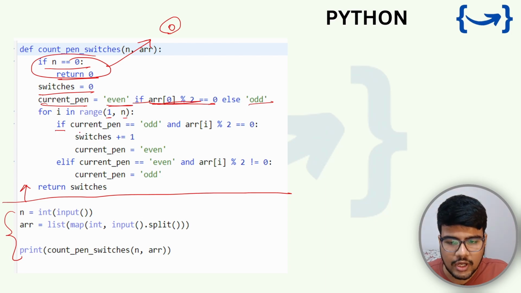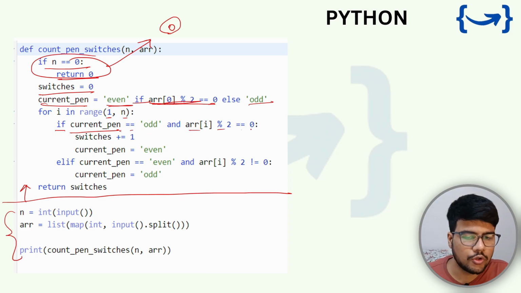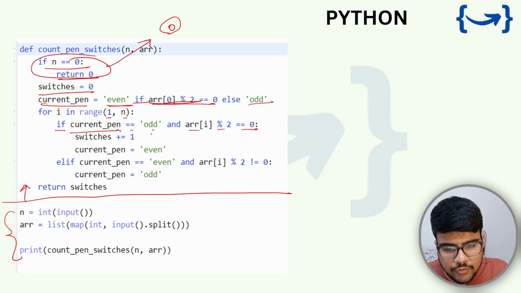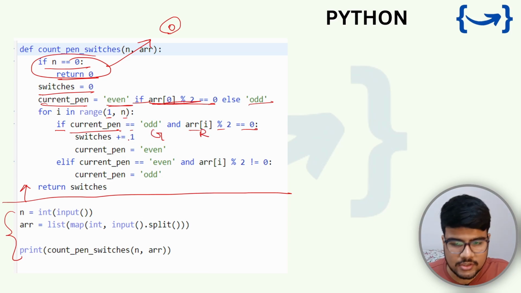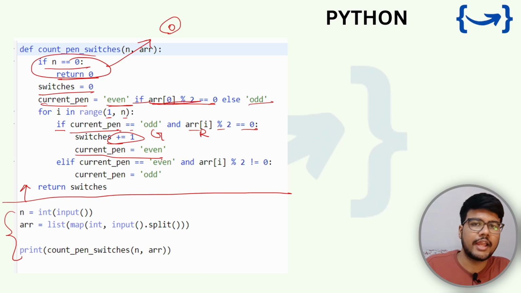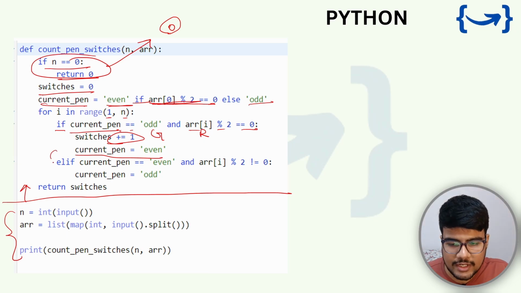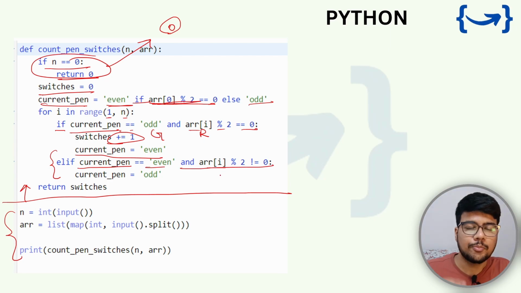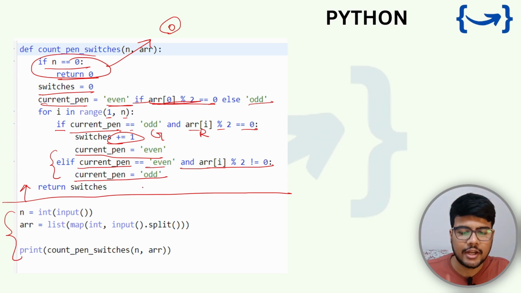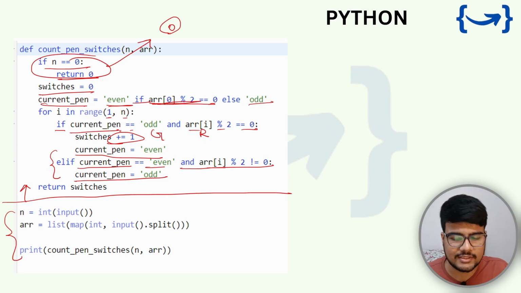Okay, so now if current pen is equivalent to odd, then array of i mod 2 is equivalent to 0. So you are moving from green to red. So please increment your switch and reinitialize my current pen to even because you changed to the red pen. Okay. Similarly, elif case, if my current pen is even and my current pointer, which my eye is pointing on, is odd, then I need to change current pen to odd. That's it. And other cases we don't need to tackle, just move my for loop as it is. And in the last, please return the switches and you are done.